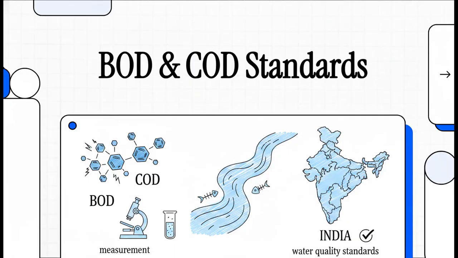Welcome to this explainer. Today, we're cutting through the alphabet soup of wastewater management. We're going to break down two massive acronyms that pretty much govern water treatment worldwide, BOD and COD, and we'll look exactly at how these metrics are applied within Indian water quality standards.